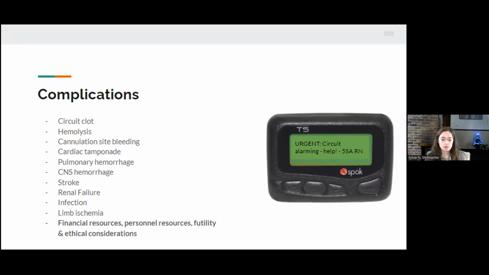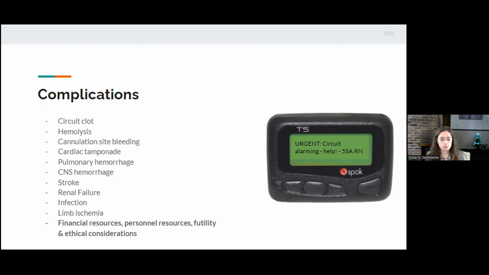Of note, I think it's also important to acknowledge that the ECMO requires significant financial resources, personnel resources, including a bedside nurse, a perfusionist, respiratory therapists. And oftentimes we need to discuss futility and ethical considerations in these patients. This is such a high resource tool for managing patients with refractory cardiogenic shock that ideally we have these conversations in terms of what the ultimate goal is with VA-ECMO before we cannulate someone for ECMO.